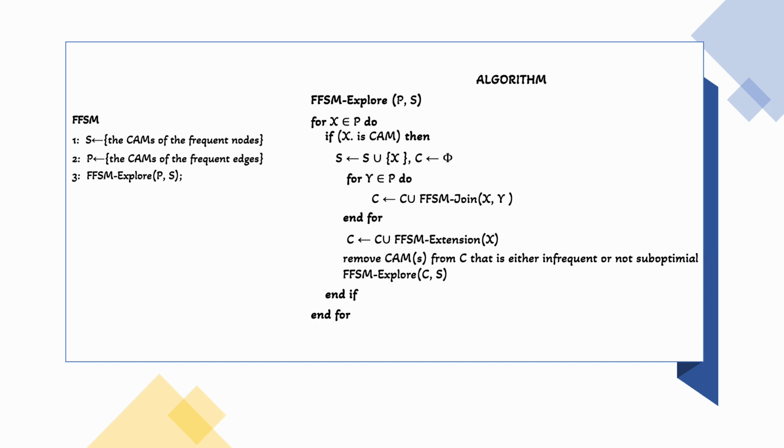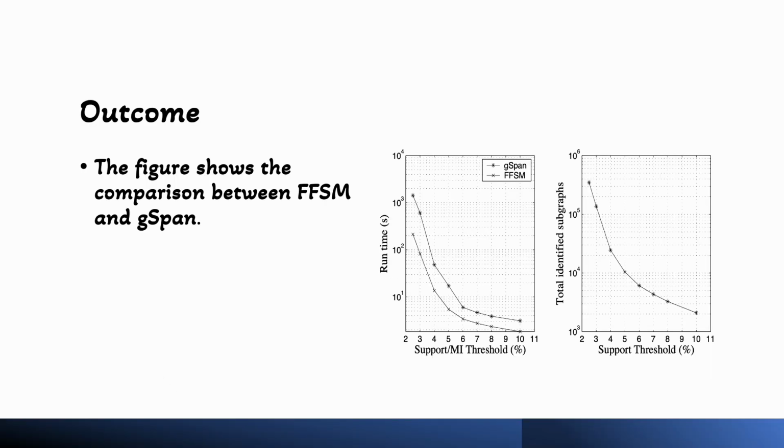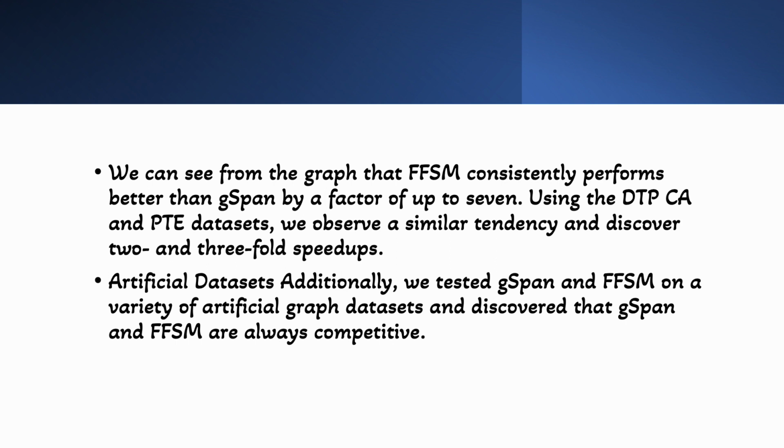Here we can see the algorithm of FFSM. Here S represents the CAMs of frequent nodes and P represents the CAMs of the frequent edges. As we observe the figures, they show clearly the difference between FFSM and gSpan's outcome. The figure clearly represents that FFSM consistently performs better than gSpan by a factor of up to 7 according to the curve.